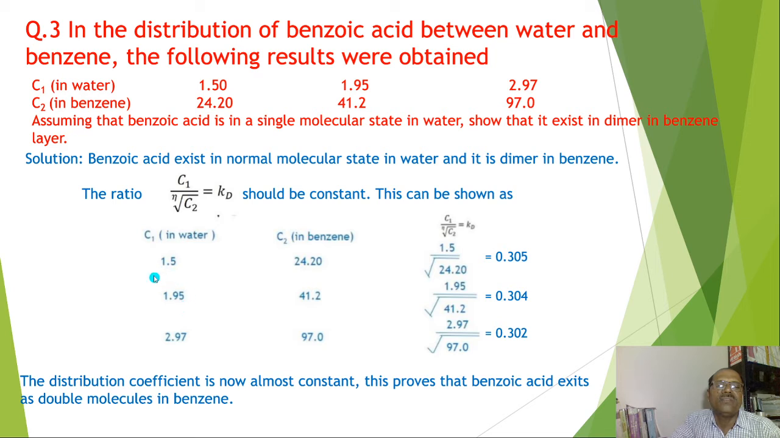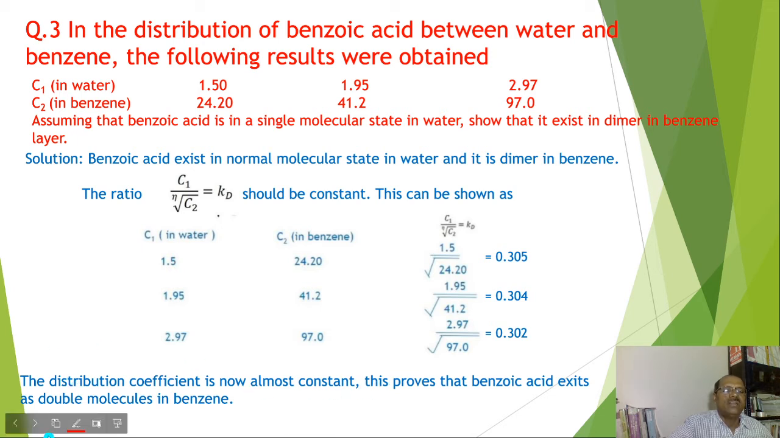In the second case, whenever the value of C1 is 1.95 and C2 is 41.2, then by putting in the values, the result is 0.304. In the third case also, C1 is 2.97 and C2 is 97.0. By putting these values of C1 and C2 in the given formula and solving it, we get the value of K, that is 0.302. In this case, all the values of K are the same, or constant, and hence it is proved that benzoic acid is in a dimer condition, or as double molecules, in the benzene.